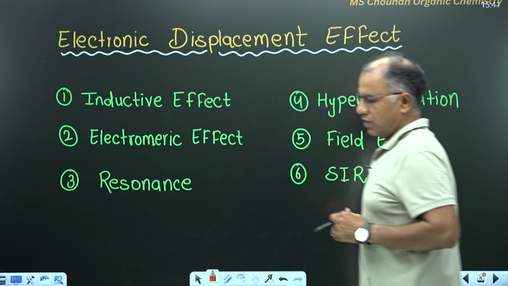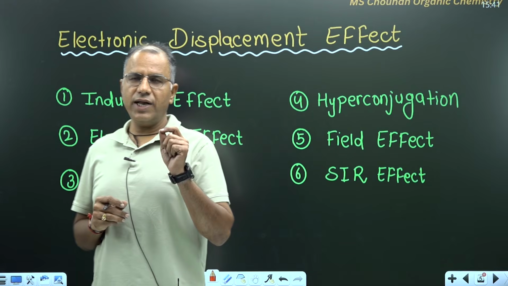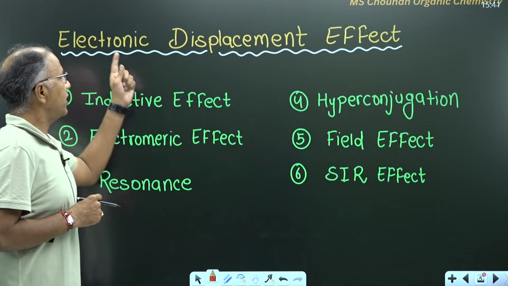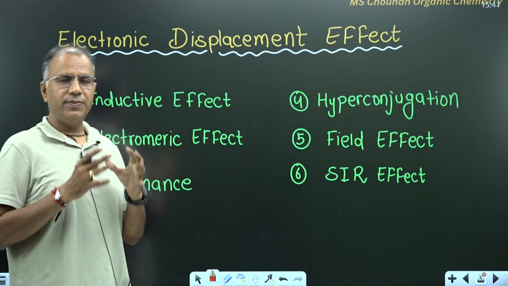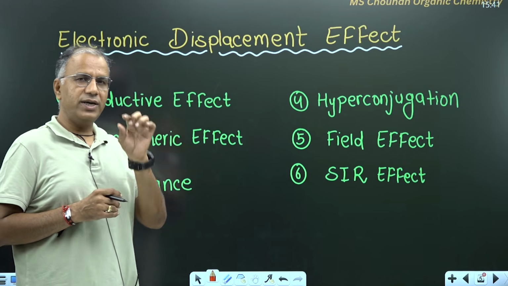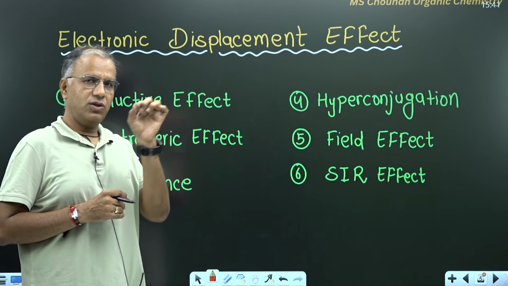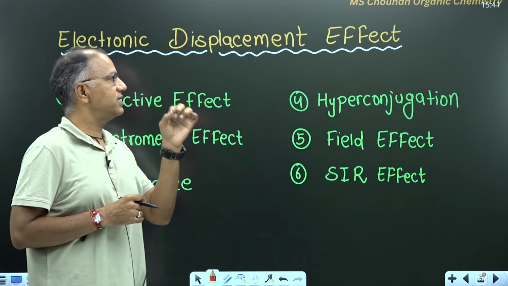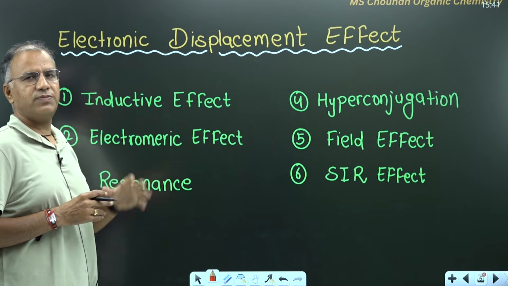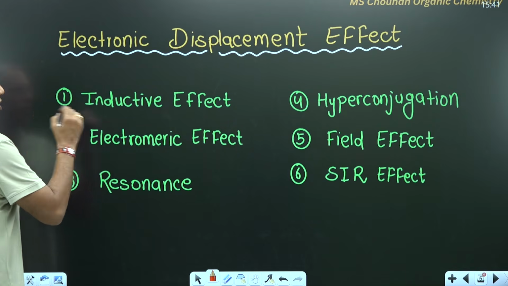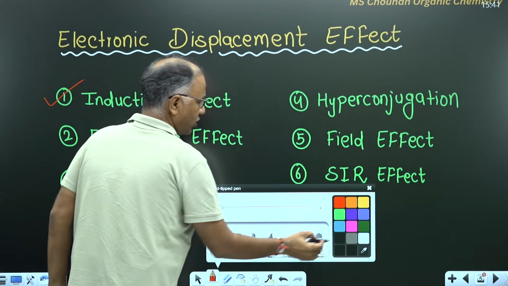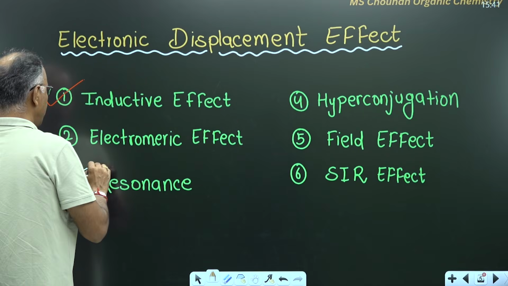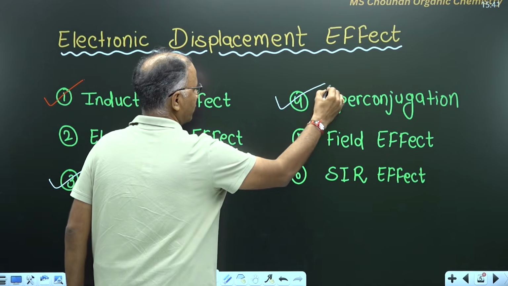Now first of all, we will study electronic displacement effect. Now what is the meaning of this electronic displacement effect? This means the effect takes place due to displacement of electrons. Due to displacement of electron, the effect arises is known as electronic displacement effect. Mainly the electronic displacement effect consists of inductive, resonance and hyperconjugation.